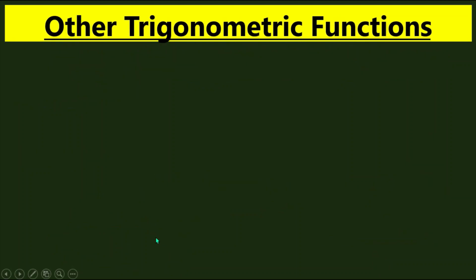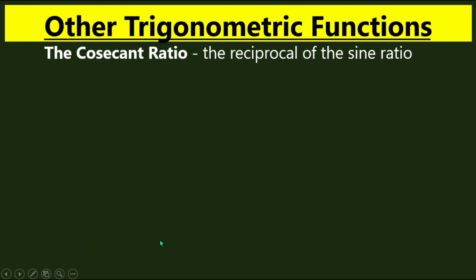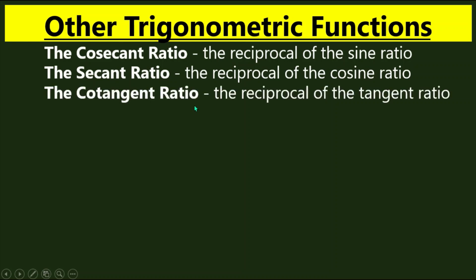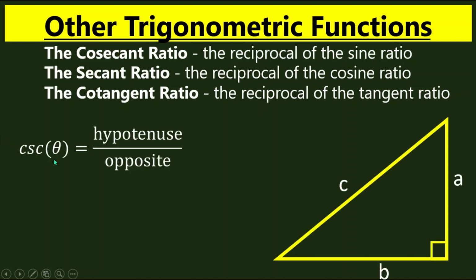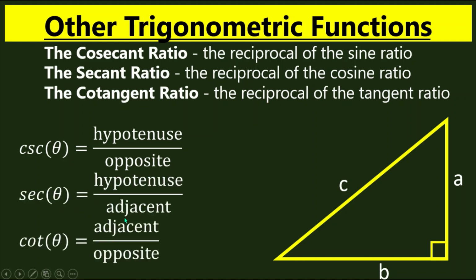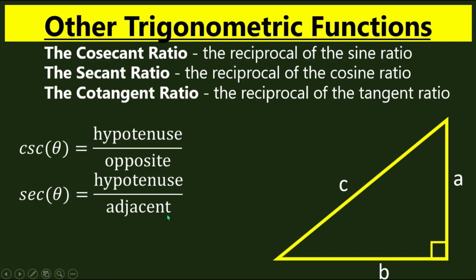Okay, and then the three trigonometric functions, dun sa nabigay natin kanina, we have the cosecant function, that is the reciprocal of sine ratio. Okay, ang secant ratio, that is the reciprocal of cosine ratio, and the cotangent ratio is the reciprocal of the tangent ratio. Ang cosecant is hypotenuse over opposite. Ang secant theta is hypotenuse over adjacent. And ang cotangent theta is equal to adjacent over opposite. Okay? So, pakisulat ito sa inyong notebook.